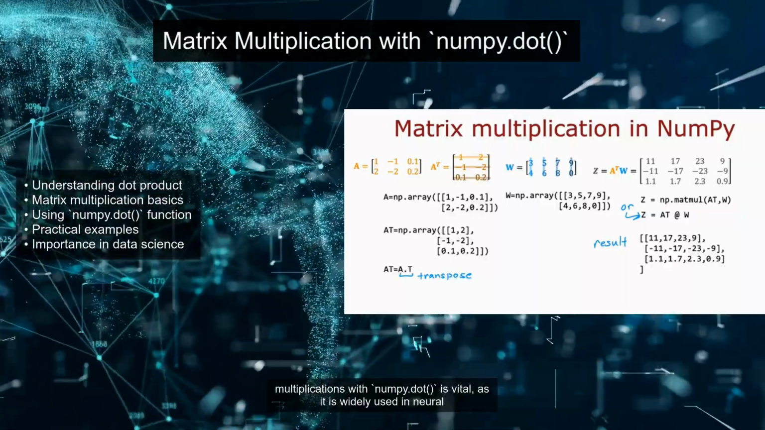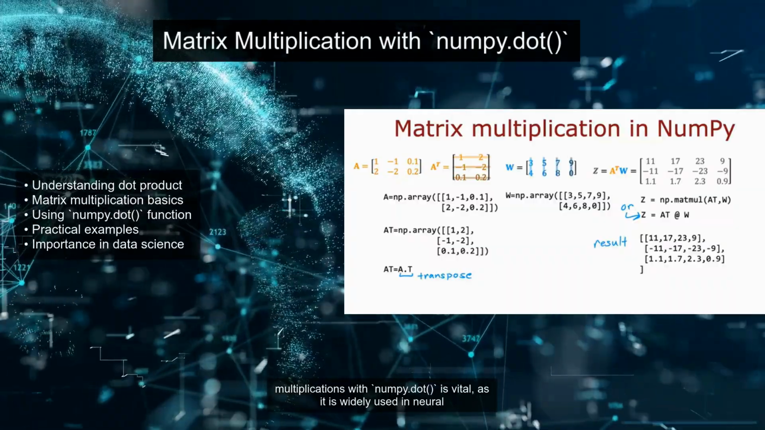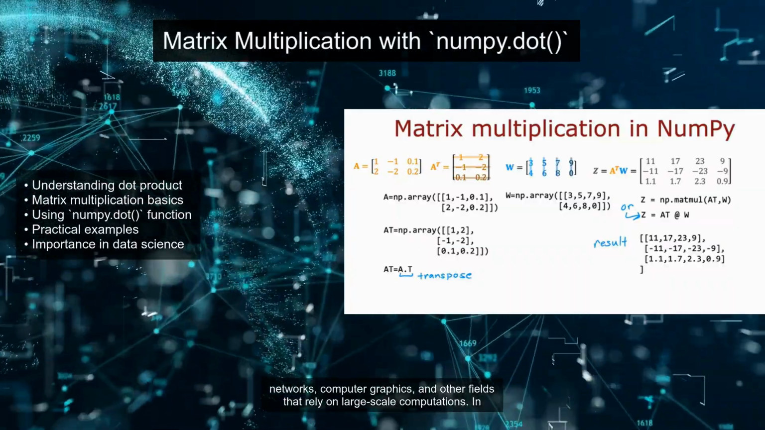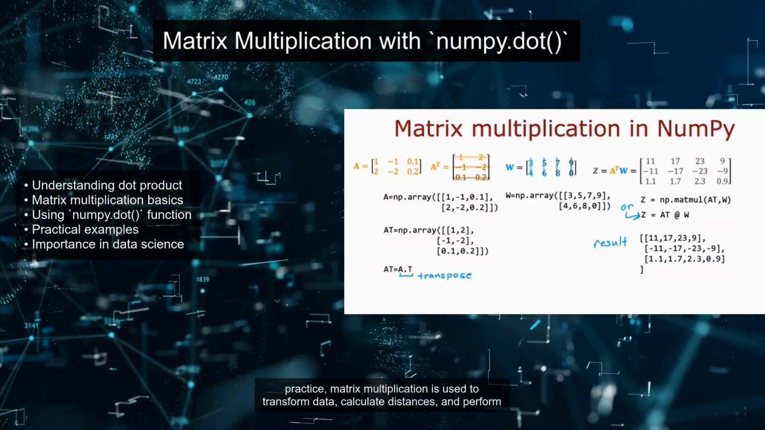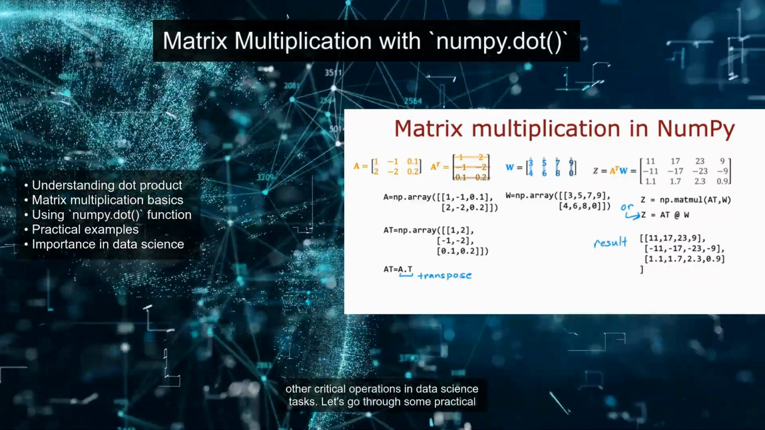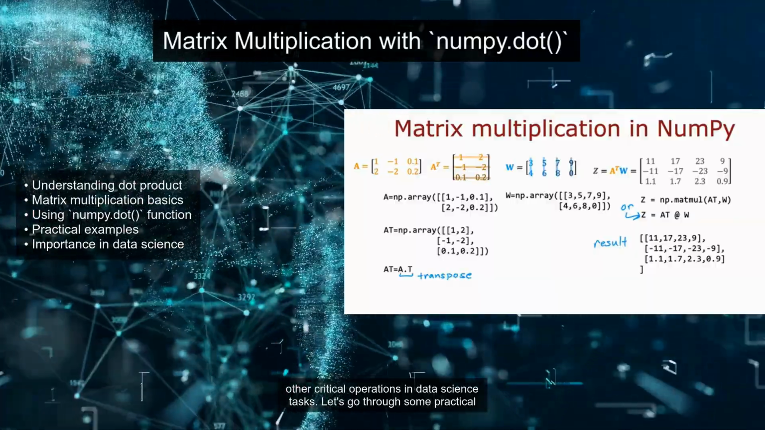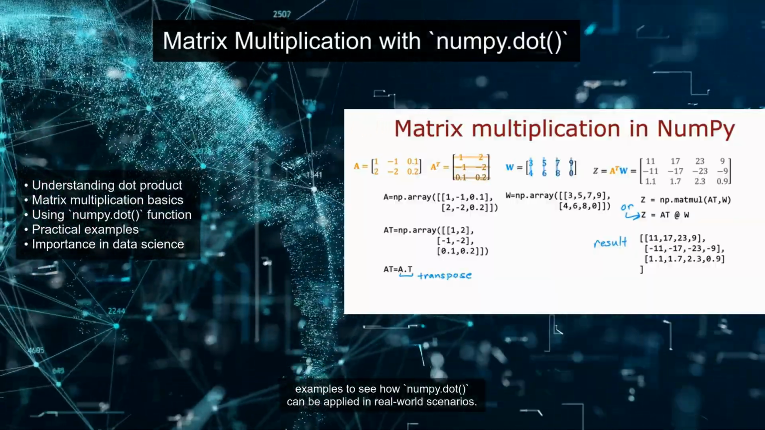Understanding how to compute matrix multiplications with numpy.dot is vital, as it is widely used in neural networks, computer graphics, and other fields that rely on large-scale computations. In practice, matrix multiplication is used to transform data, calculate distances, and perform other critical operations in data science tasks. Let's go through some practical examples to see how numpy.dot can be applied in real-world scenarios.